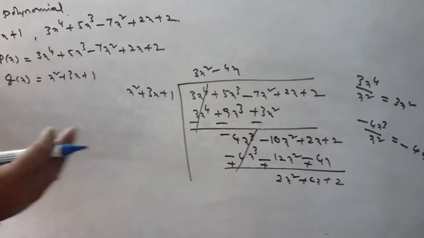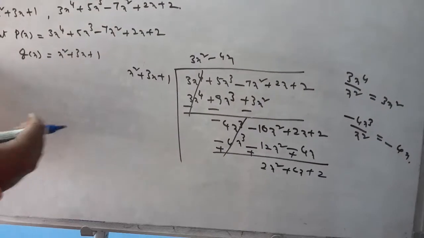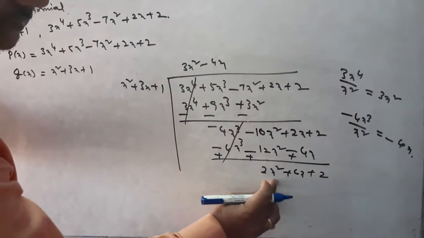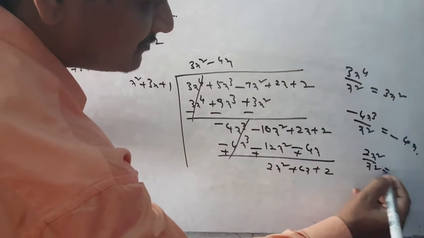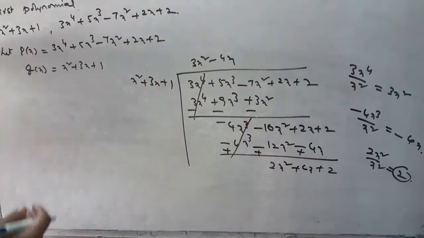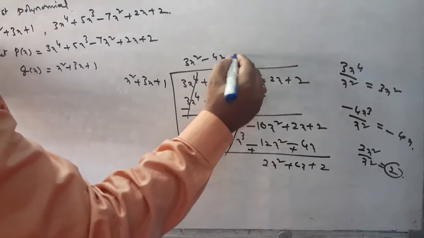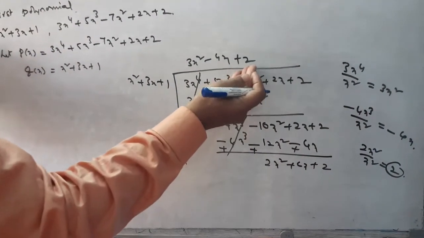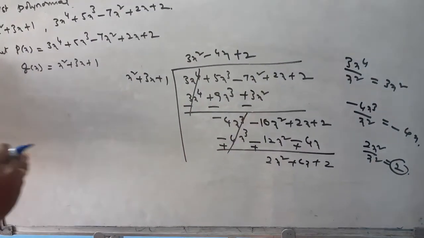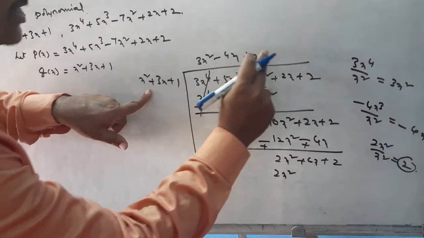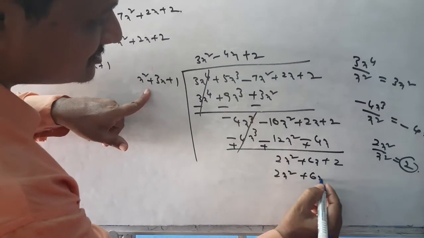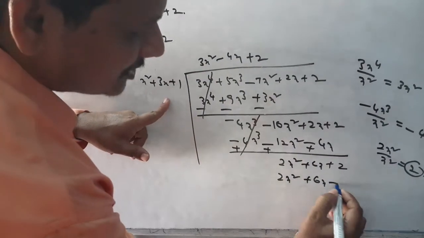So now what is the third term of the quotient? Here 2x square divided by x square, we will get 2. 2 is the third term of the quotient, plus 2. So now 2 is multiplied with x square plus 3x plus 1. 2 into x square, we will get 2x square, plus 3x into 2, we will get 6x. Here plus 1 into 2, we will get 2.